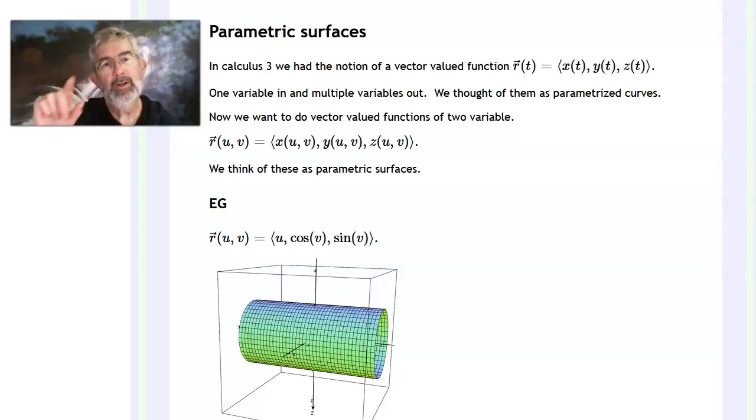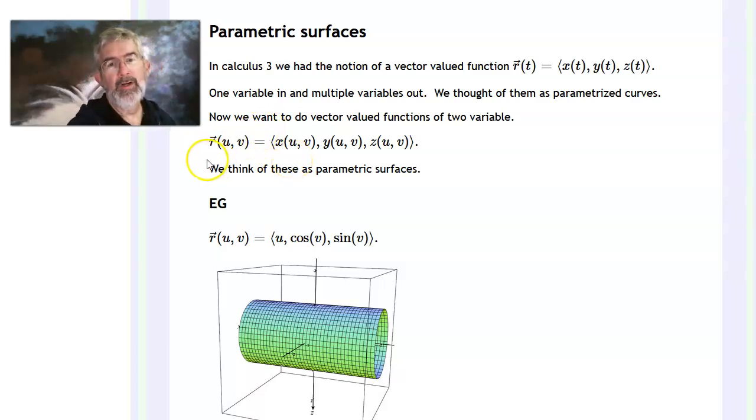You can say, hey, I'm traveling along this. I'm doing it this way, or I'm doing it that way, or I'm going really fast over it, or I'm going slow. I mean, you can do all sorts of things with these parametric curves, right? Vector functions. Now, I want to up the number of inputs. So rather than having one input and multiple outputs, I'm going to have two inputs and multiple outputs.